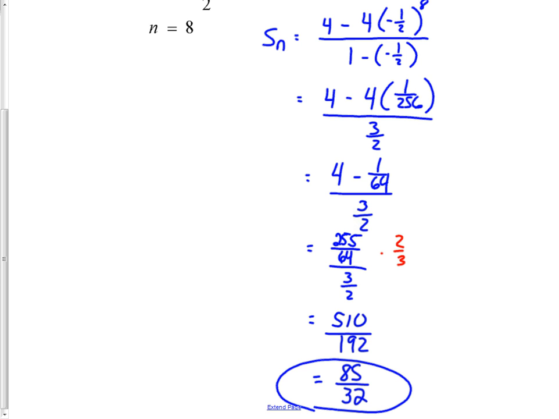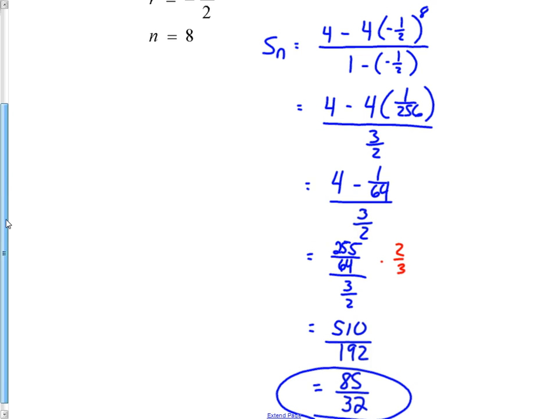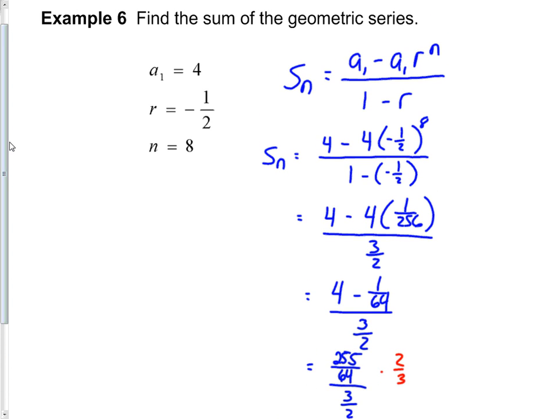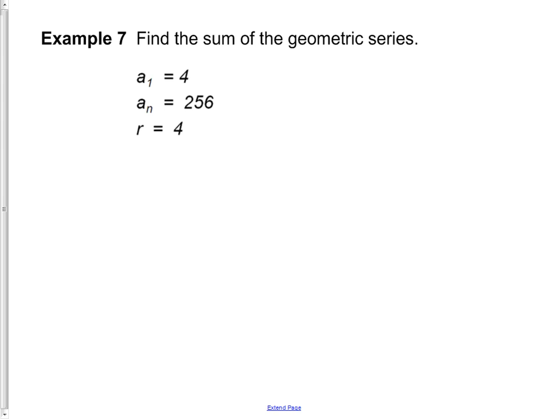So going through and applying the formula for these problems, make sure you choose the correct formula depending on the information that you have. Once you have the formula, again, it's just an algebraic computation to evaluate. Let's try example number 7. In 7, we have a sub 1 is 4, a sub n is 256, r is 4, and we want to find the sum of the geometric series.